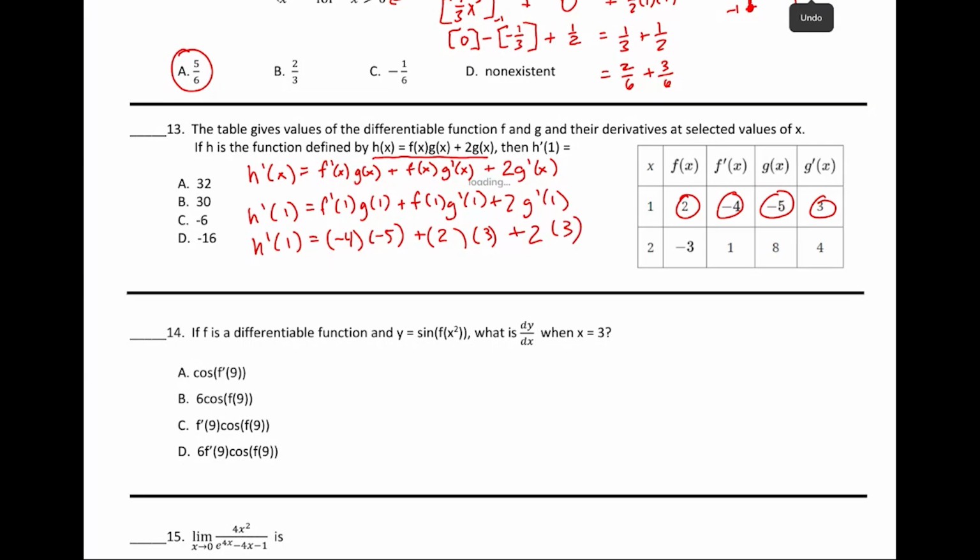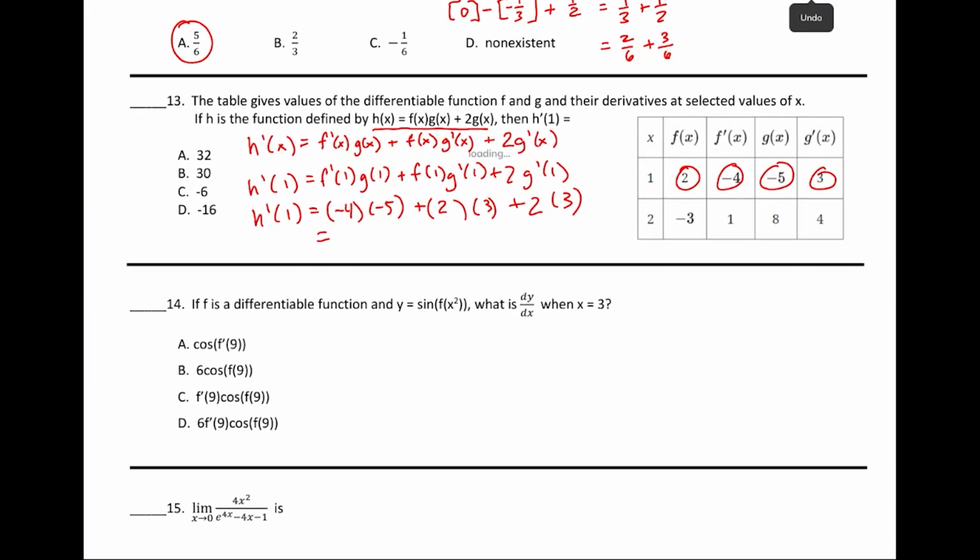Okay, so now we're just going to simplify this. -4 times -5 is 20. 2 times 3 is 6. 2 of those, so 6 and 6 is 12. Plus 20 is going to be 32.